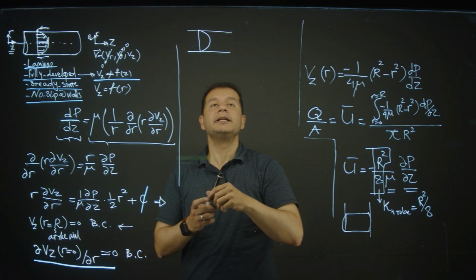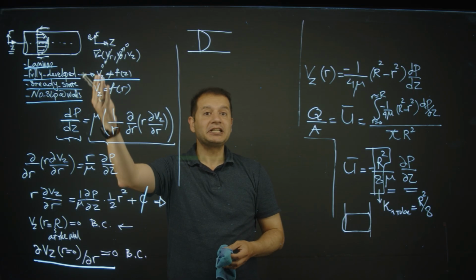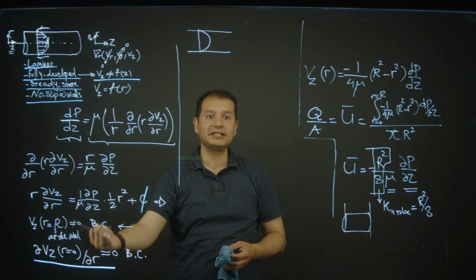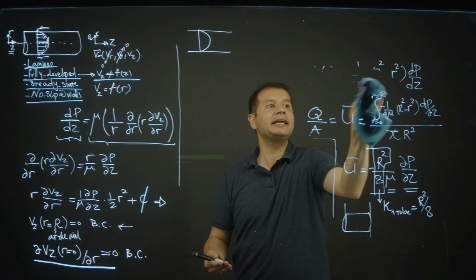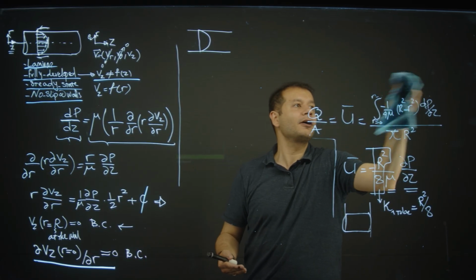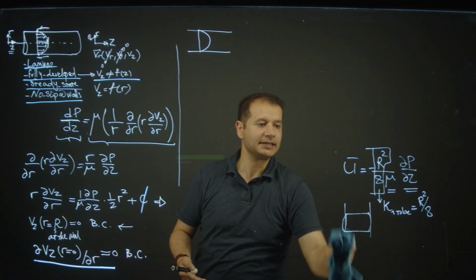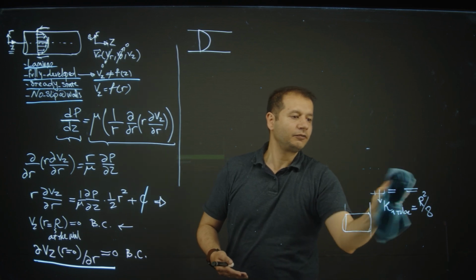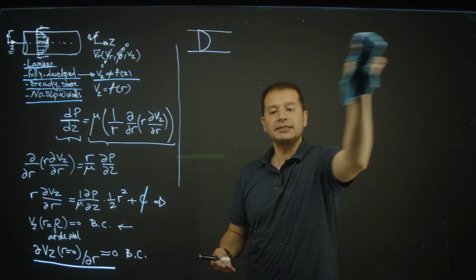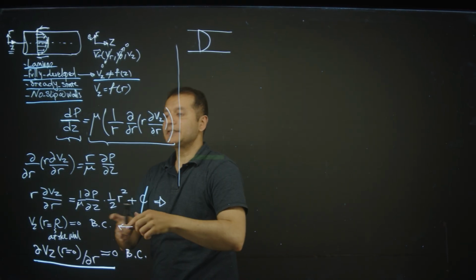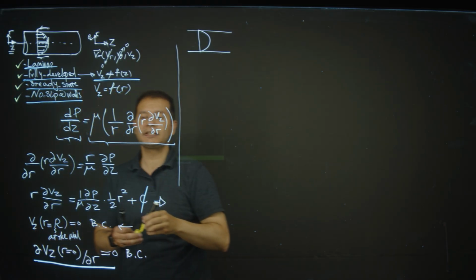For this one, I need to again find the velocity distribution, but here it was in radial or cylindrical coordinates, while for the flow between parallel plates, my coordinates are Cartesian. So it is x, y, and z. I would like to find out what would be the profile of the velocity for this laminar, fully developed, steady state flow, and no slip.